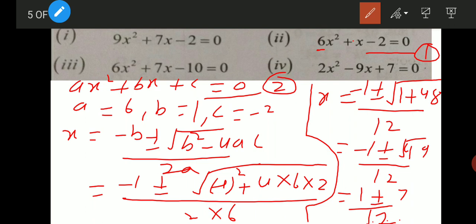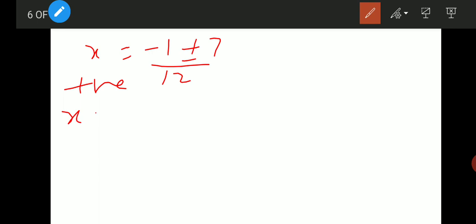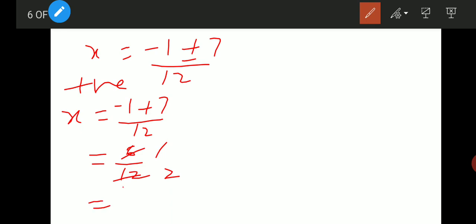So now come to the second part of this page. x equals minus 1 plus minus 7 upon 12. Taking the positive sign first, x is equal to minus 1 plus 7 divided by 12. That is 6 upon 12. Dividing by 6, 6 ones are 6 and 6 twos are 12. So we get 1 by 2 as your answer.